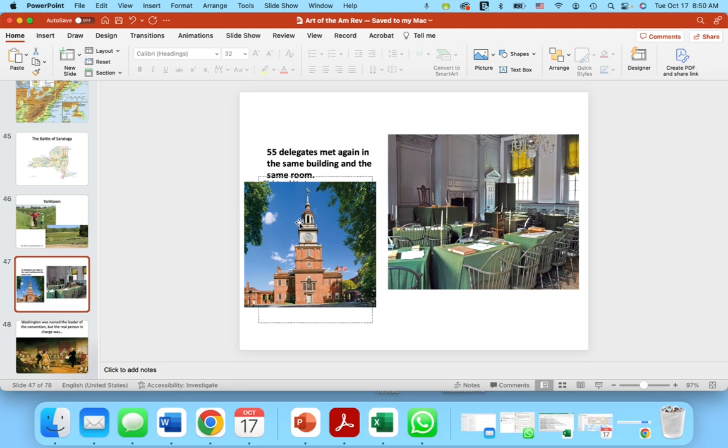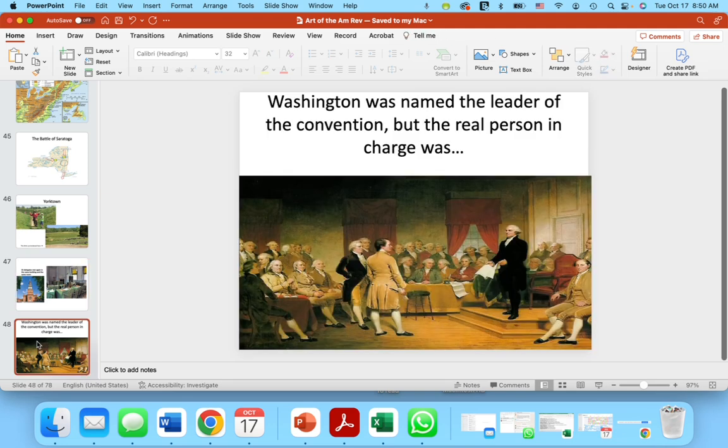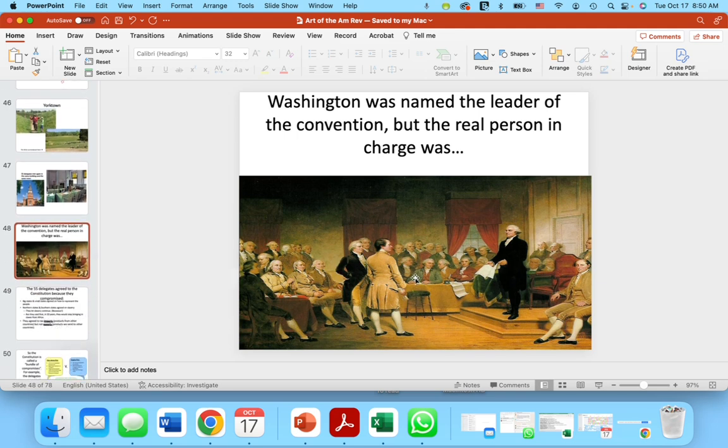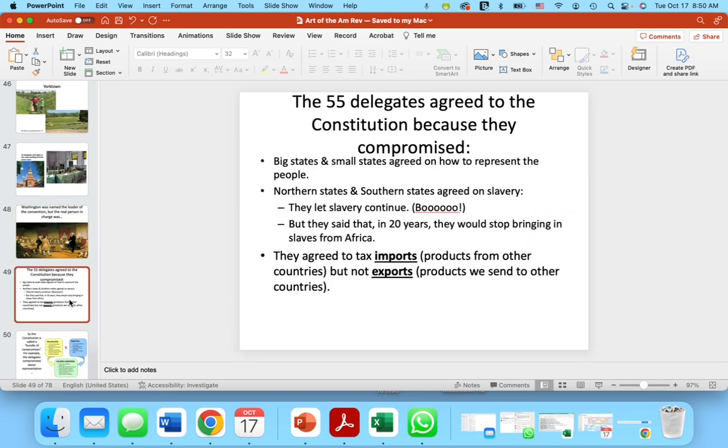So 55 delegates met in the summer of 1787, back in Independence Hall, back in that same room, and they're going to redo the Articles of Confederation, which was too weak, and they make it stronger. James Madison was really the driving force, but George Washington presided over the meeting because he was tall, he was dignified, he was the victorious general from the Revolution. But James Madison is 36, and he's really the power.